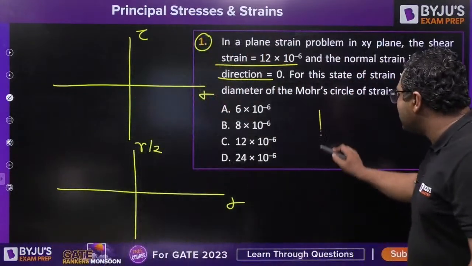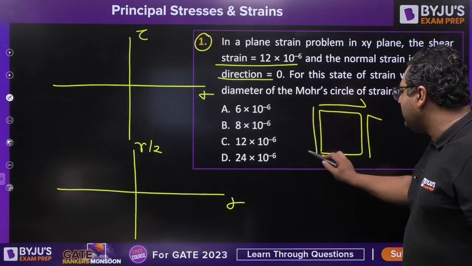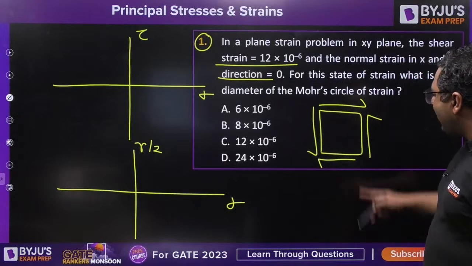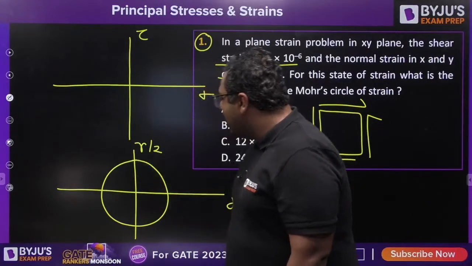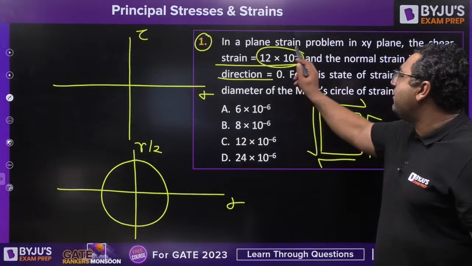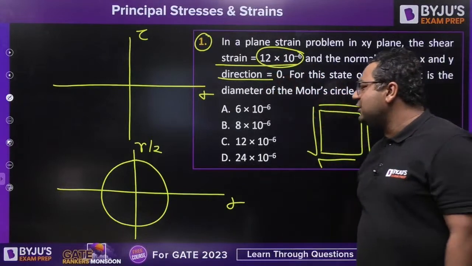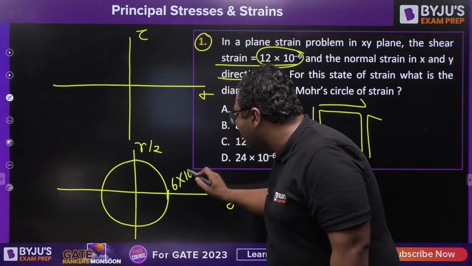So this is the state of strain which is given to us, and they have given you the value of strain. So when this is the case, the Mohr circle is going to be like this. If this is the gamma, gamma by 2 is going to be 6 into 10 to the power minus 6. So this point is going to be 6 into 10 to the power minus 6.